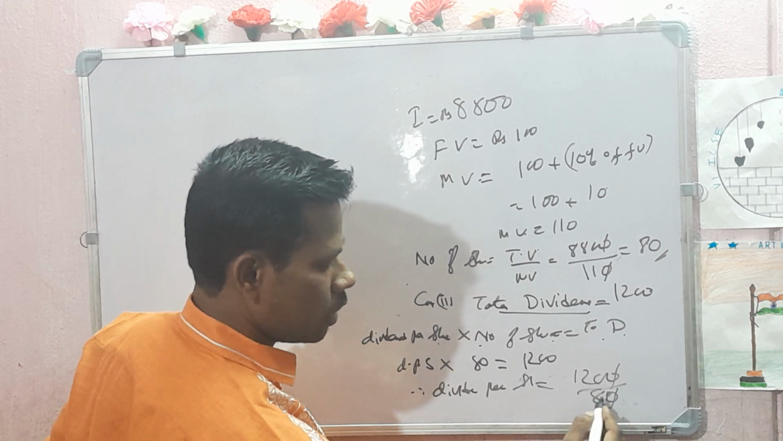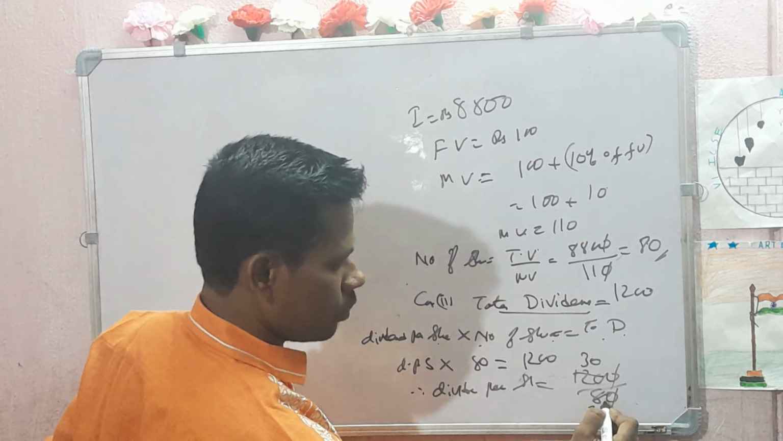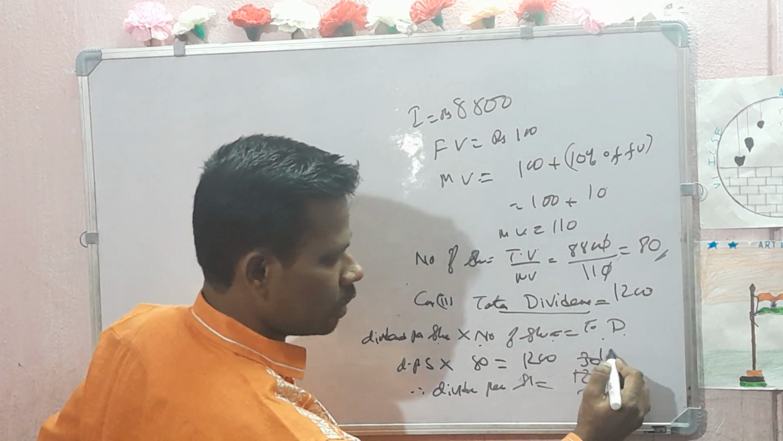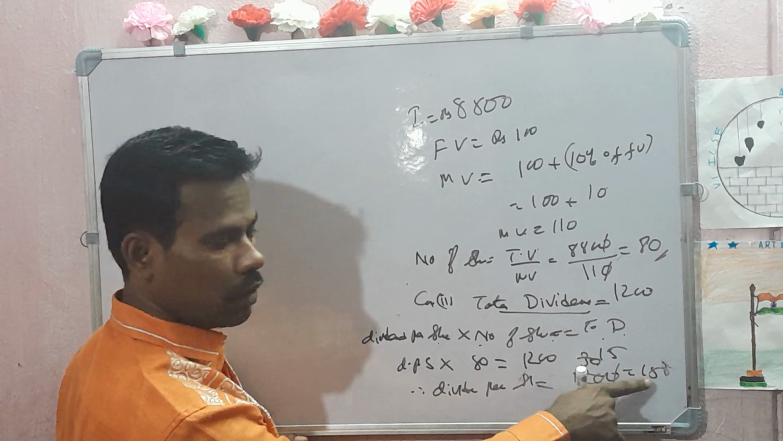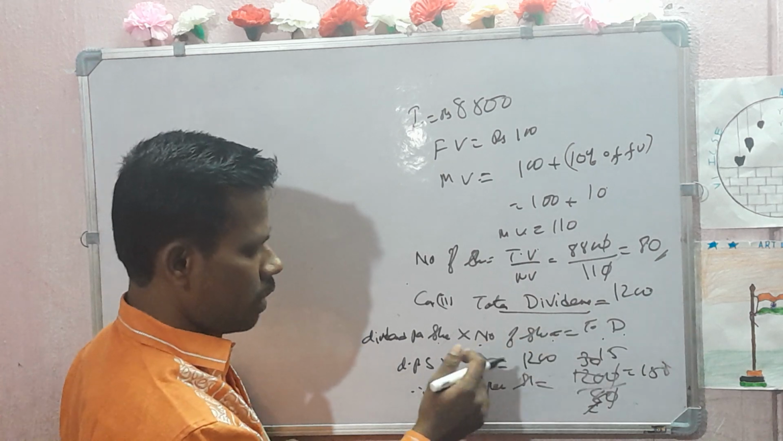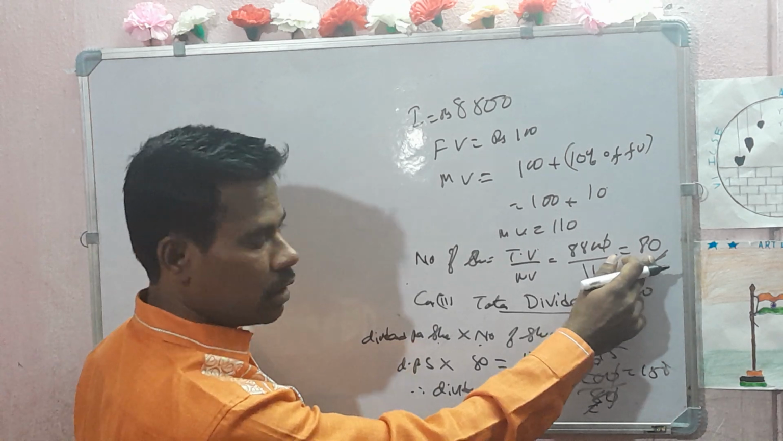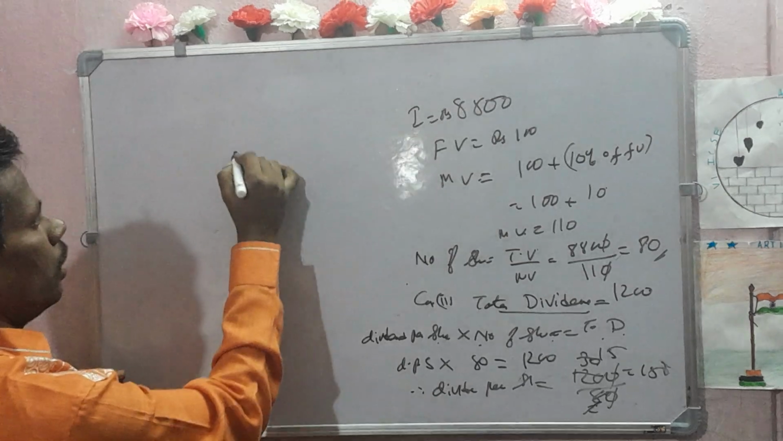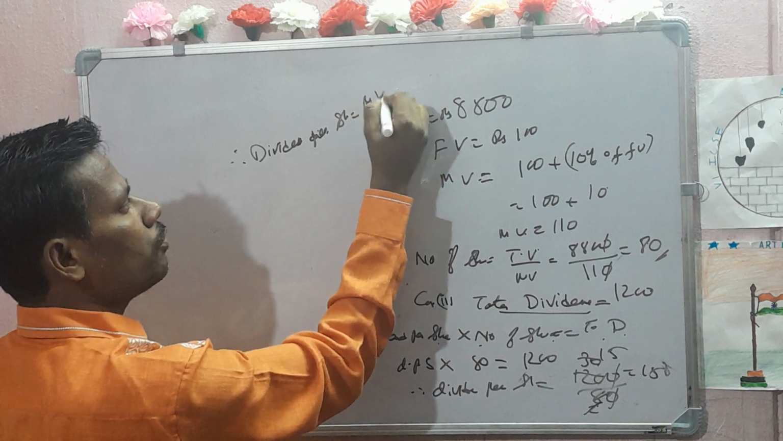Right? 0, 0 cancel. 4 2s are 8, 4 3s are 12, 0, 0 gets cancelled. Next 2 1s are 2, 15. So that means dividend per share is 15. Per share the company is giving 15 rupees. He is keeping 80 shares, so total dividend is 1,200. So dividend per share is rupees 15.